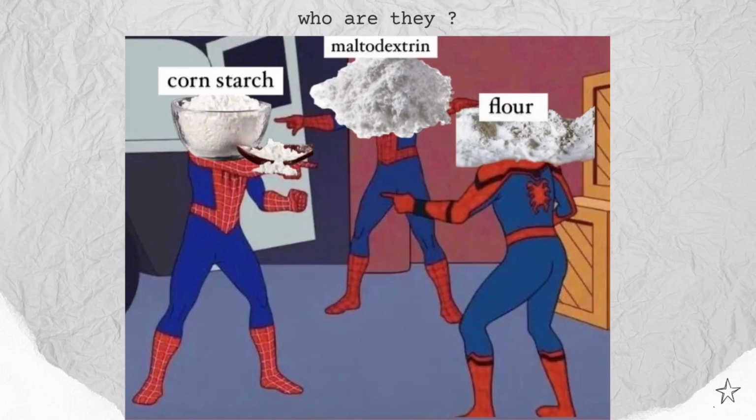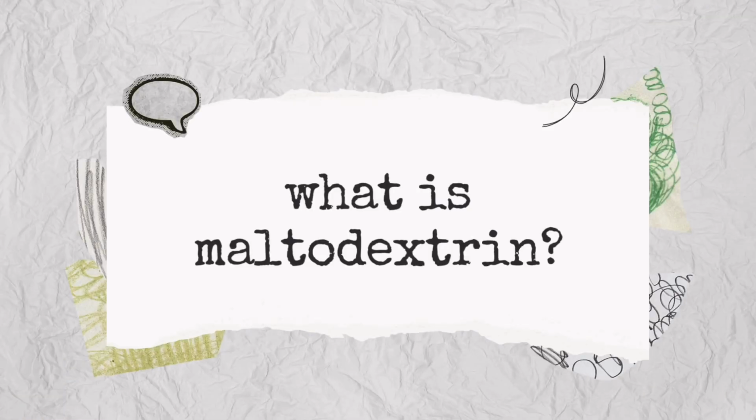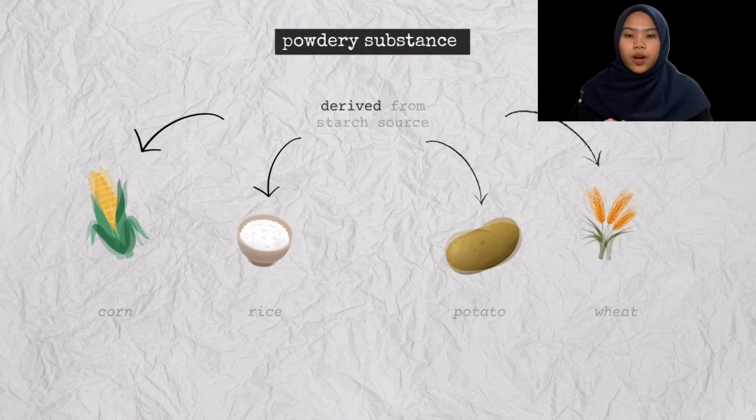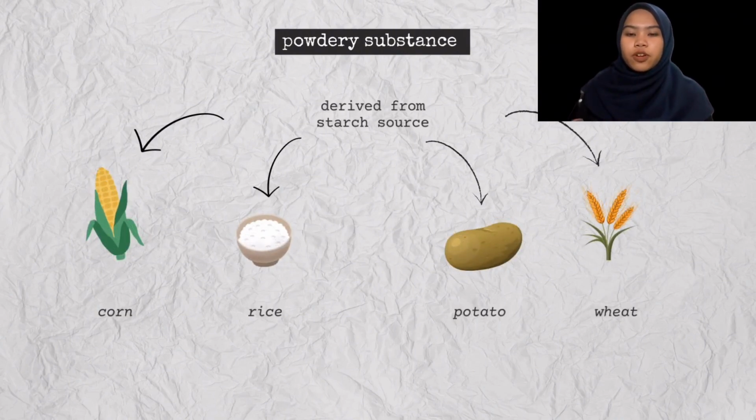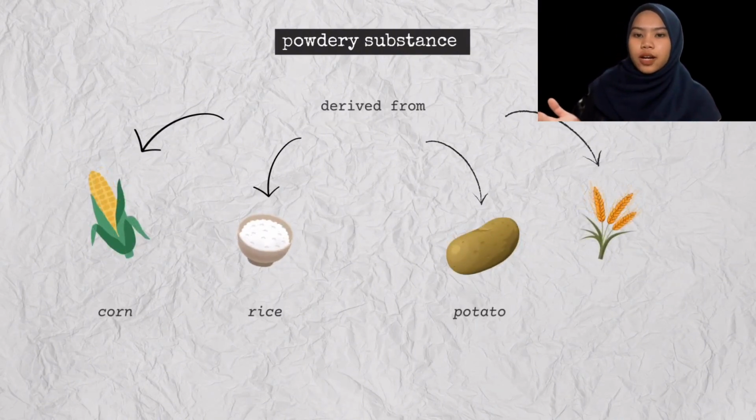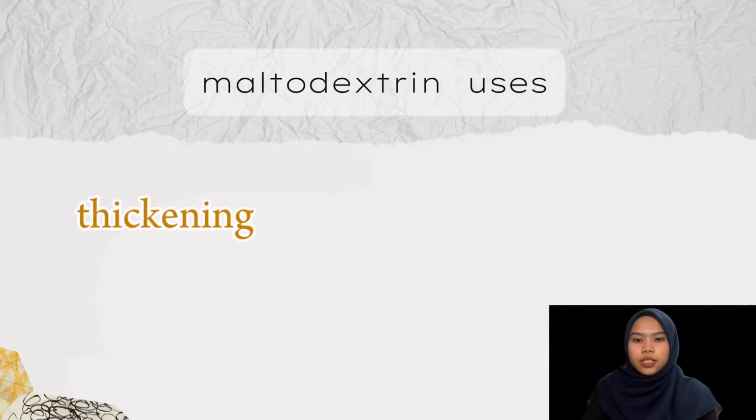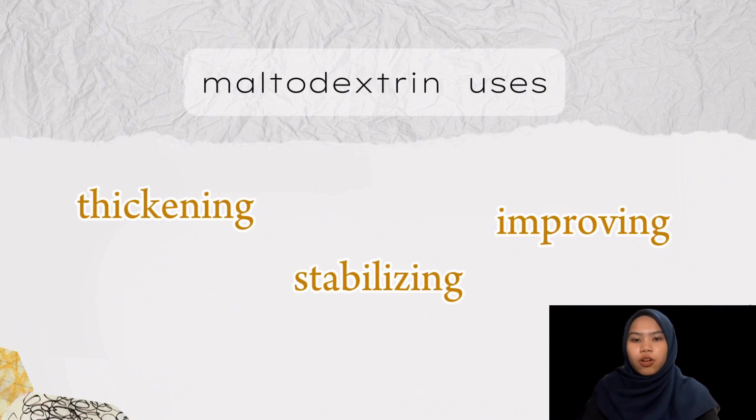So as you can see here, maltodextrin looks like cornstarch and flour. So let's dive into the maltodextrin world together. What is maltodextrin? Maltodextrin is a white powdery carbohydrate derived from starch, typically corn, rice, potato, or wheat. It is commonly used as a food additive for thickening, stabilizing, or improving the texture of processed foods and beverages.